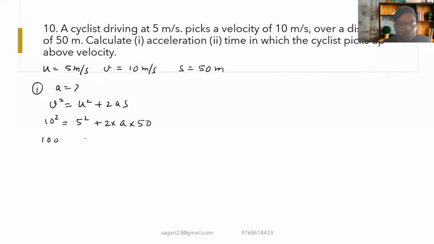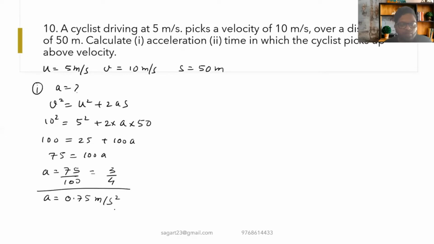So this is 100. This is 25 plus this will be 100a. So this is 75 equal to 100a. a will be 75 upon 100. So which will be 3 by 4 or it will be 0.75 meter per second square. Okay, so this is the first answer.